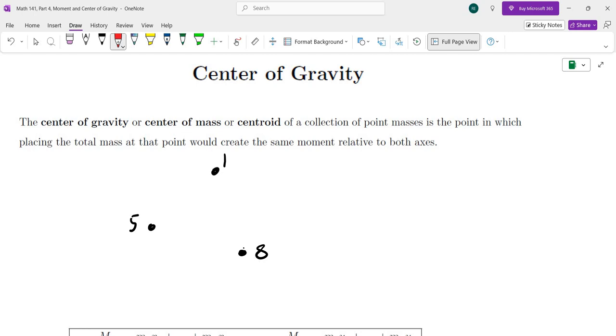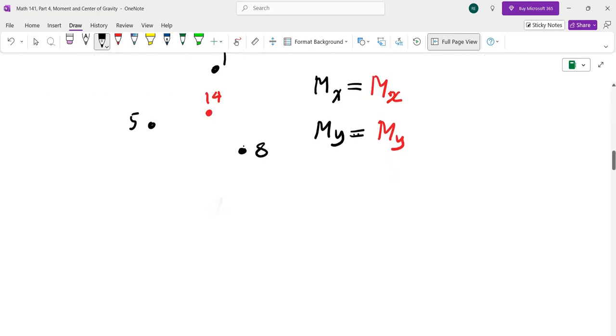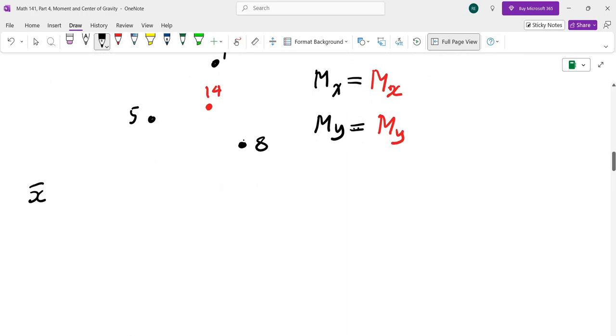Now I'm going to take away all of these 3 masses and replace them with 1 point mass with the total mass of these 3, which means 1 plus 5 plus 8. So we're going to place 14 here in a way that Mx is the same for the single point 14 and the 3 points together, and My is the same for the 3 points and the single point that is located at the centroid.